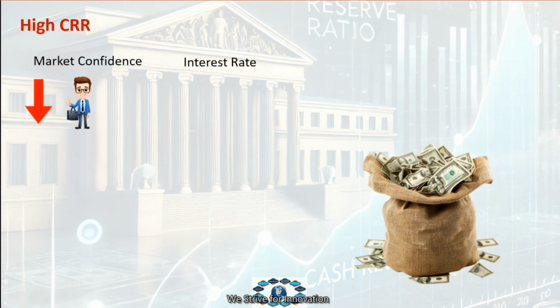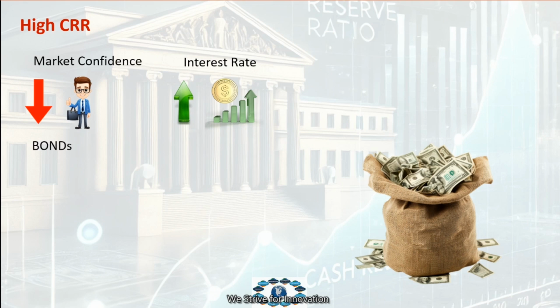How about the interest rate? A higher CRR reduces liquidity, which leads to a higher interest rate. Because you have a lot of cash reserve in the bank, you will have to increase the interest rate, because you have already reduced the liquidity. Now the interest rate will go up.